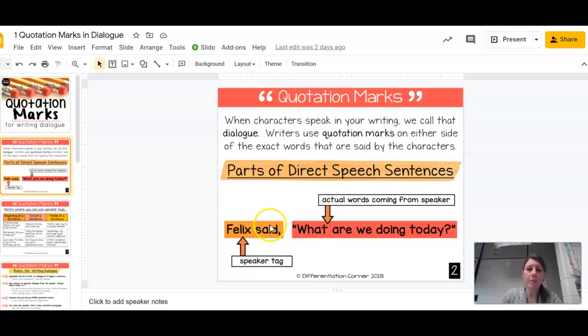So here's an example. Felix said. We do not put quotations around that because that is who is speaking. We call that the speaker tag. We do need a comma and then quotations. This is what Felix is saying. "What are we doing today?" "We are learning about quotation marks." So you only put the quotation marks around the words that the person is saying. The punctuation goes inside the quotation marks. Where does the punctuation go? That's right, inside the quotation marks.